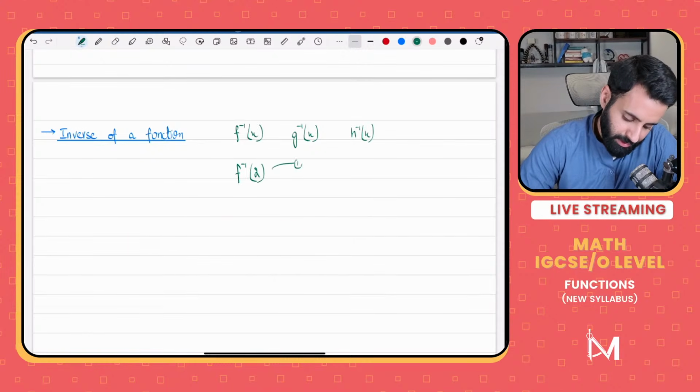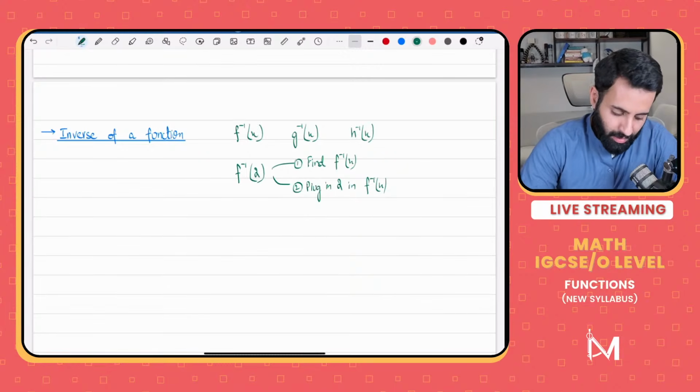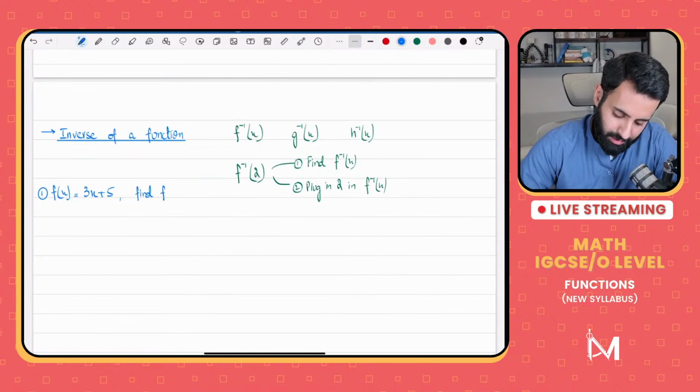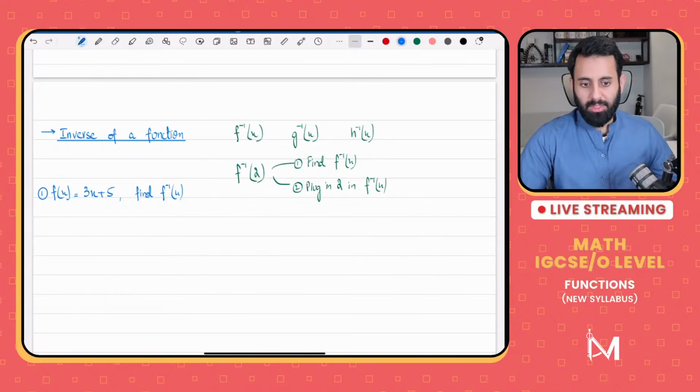The first step is that you will first find f inverse of x, and then the second step is that you will plug in 2 in f inverse of x. This is how it works. So there's a step-by-step procedure towards finding inverse, and let's see what that is. So let's suppose that you're given f of x equals 3x plus 5, and you have to find f inverse of x. So you can do this in 3 steps.